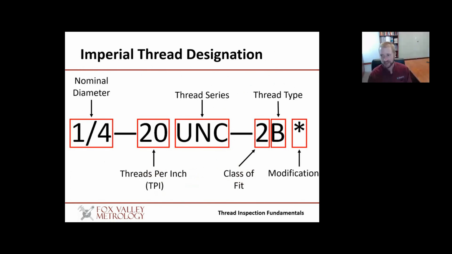And then finally, we've got the availability for a modification designation. This is rarely used, but it's still really important when it's actually needed. This modification allows for the adjustment of a call out of a specific thread when the standard nomenclature doesn't allow for it. The most common thing that we'll see in our world is LH, when we're trying to call out a left-handed thread.